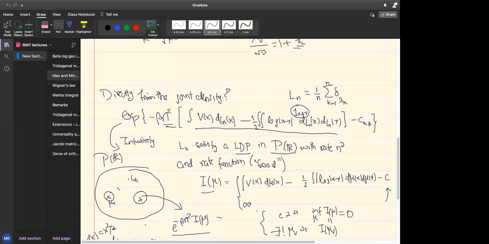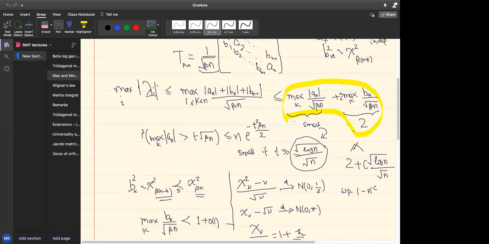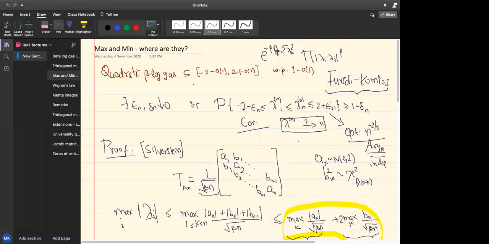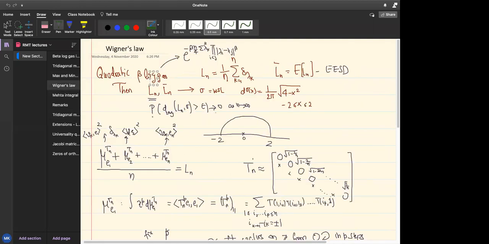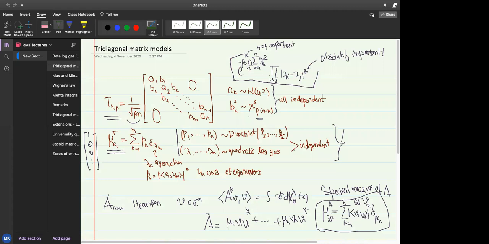One of them was that all the eigenvalues are in -2 to 2 with high probability. And second, I was going over the Wigner semicircle law. Let me just continue and finish that one off. So what is it that I did yesterday? I take this random matrix, which I had written here with Gaussians and chi random variables. But we have a scaling by square root beta n.